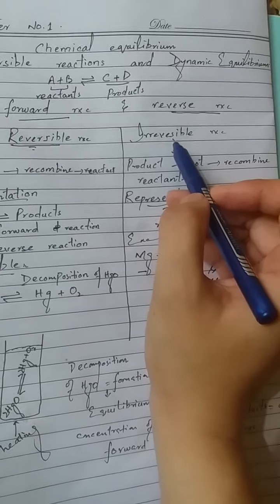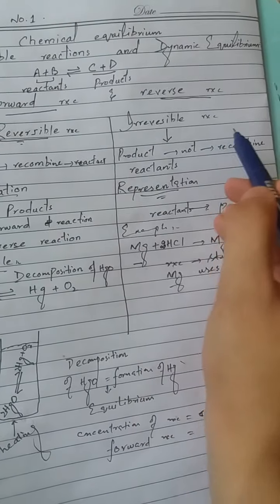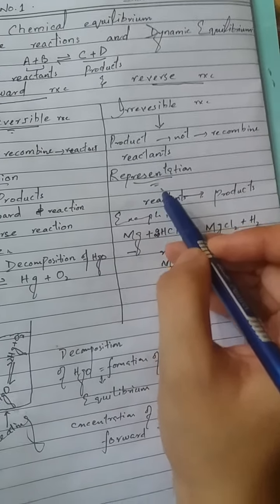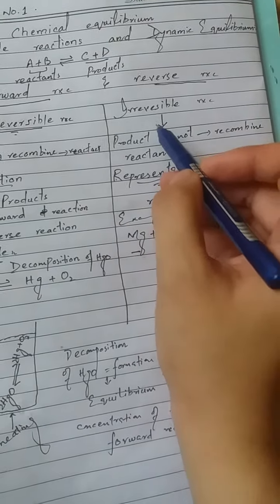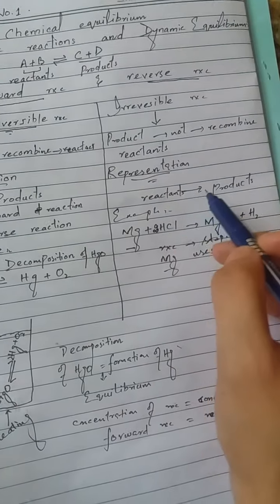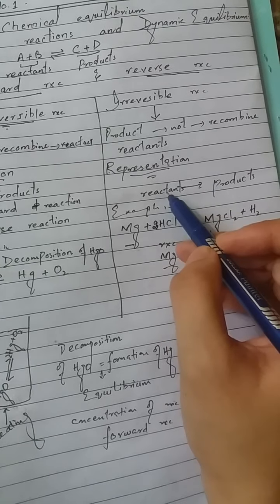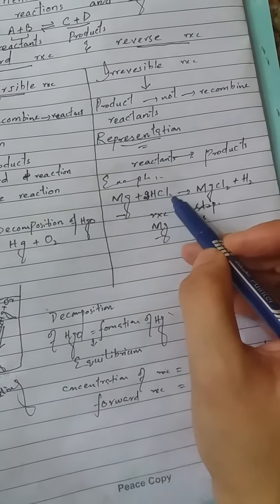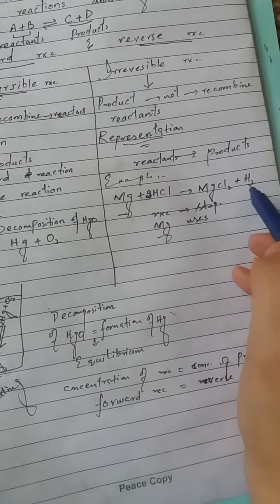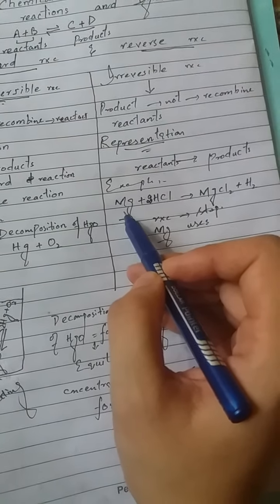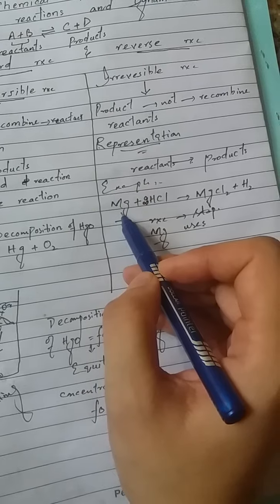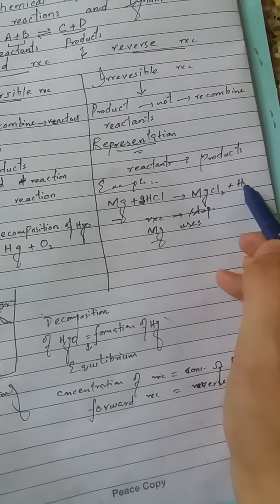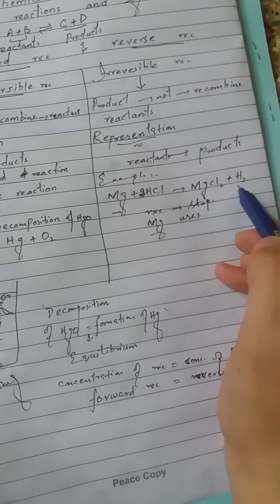Irreversible reactions are those reactions in which products do not recombine again to form reactants. These reactions are represented by a single arrow directed from reactants towards the products. For example, when magnesium reacts with hydrochloric acid, it forms magnesium chloride and hydrogen gas is produced. Magnesium is a member of the second group, so it is a very reactive metal.